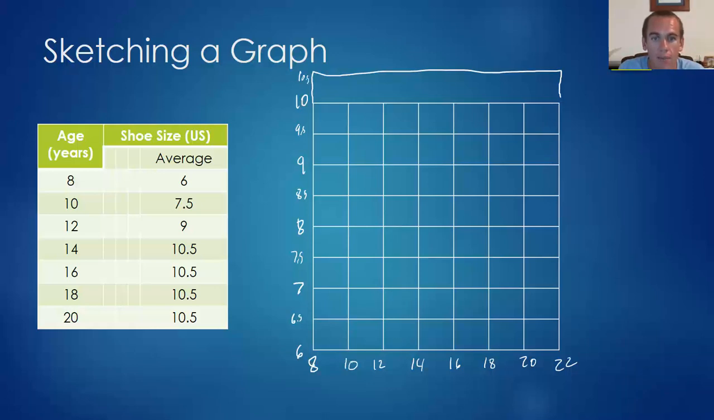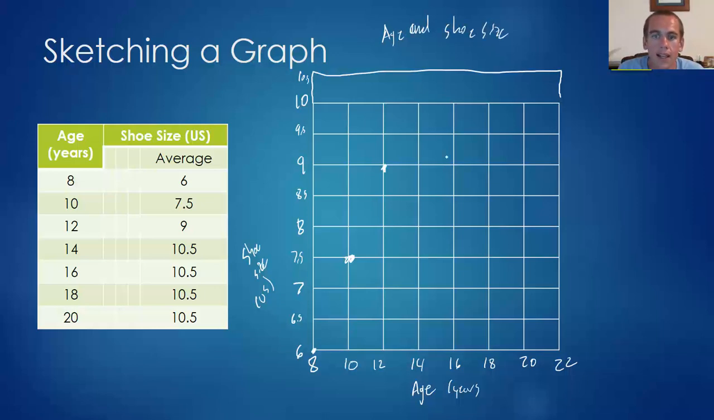So if I'm 8 years old, I have an average shoe size of 6. 10-year-olds have an average shoe size of 7.5. 12-year-olds have an average shoe size of 9. So I'm just going to my age, which I should put here. And this is in years. I should put my unit there. And over here I have shoe size, and this is the US shoe size, so that's actually my unit. And then my title would be age and shoe size.